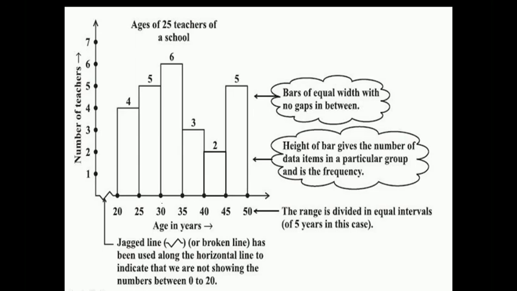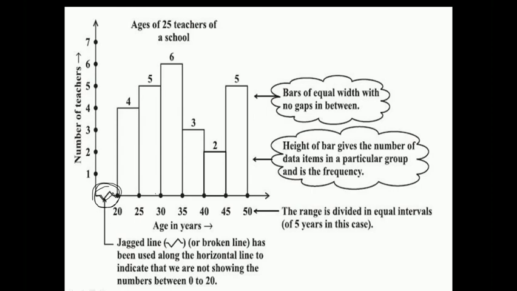Why is it known as a histogram? Now you can tell me these bars are joined to each other, so you have to give the name joint bar graph. But look here, the data is available from 20, not from 0. So to hide this blank space, we use this sign, which is shown by a histogram. So the graph which shows this sign is known as a histogram.